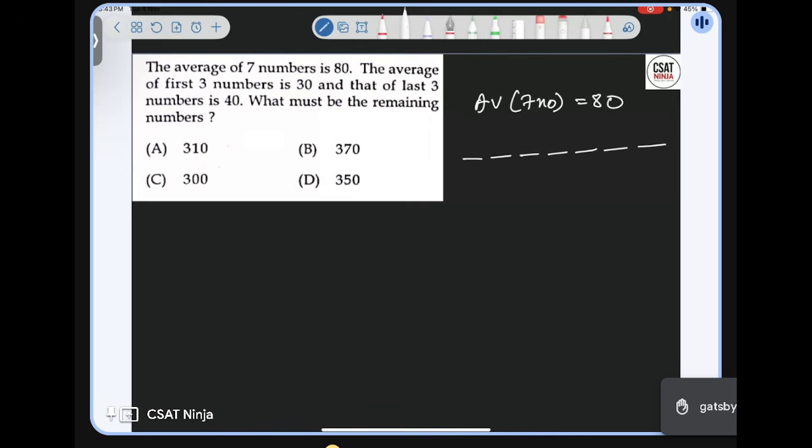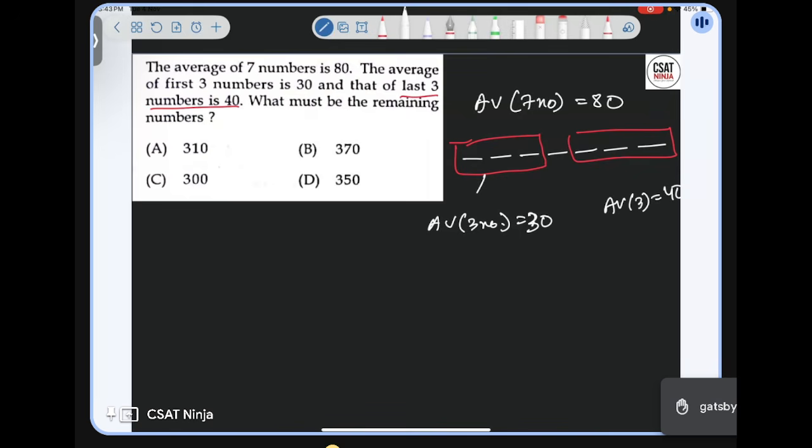The average of the first three numbers. That means the average of these three numbers is given as 30. And the average of the last three numbers is 40. That means the average of the last three numbers is again given as 40.